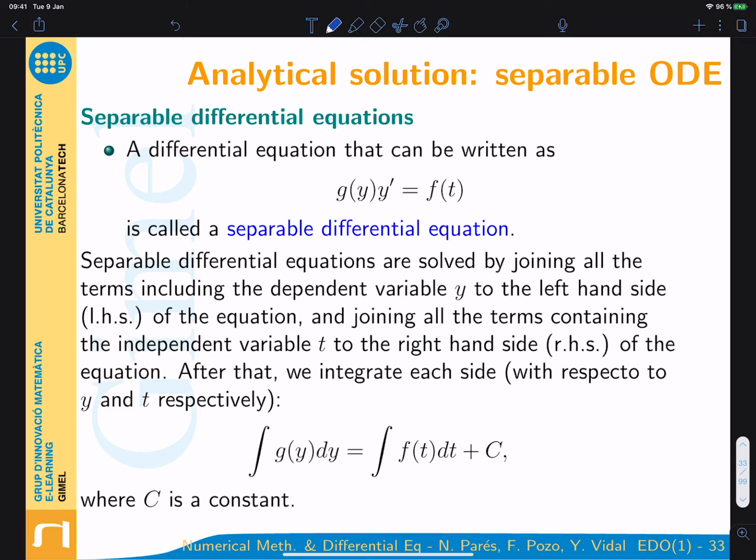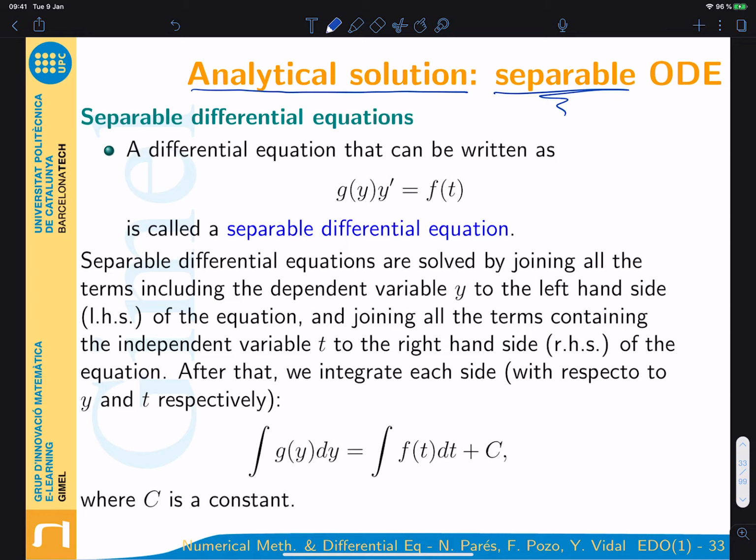Welcome. In the previous lectures, we introduced ordinary differential equations from an analytical and also geometrical approach. However, we still don't know how to solve them. So today, we will learn how to analytically solve a specific type of ODE that is called separable. Now, what is a separable differential equation?